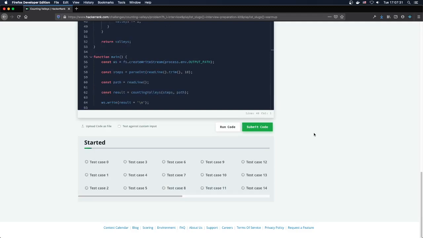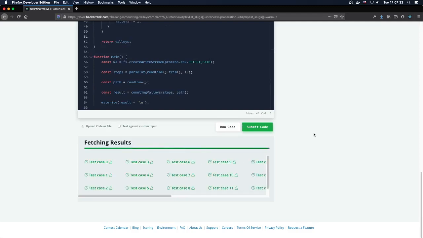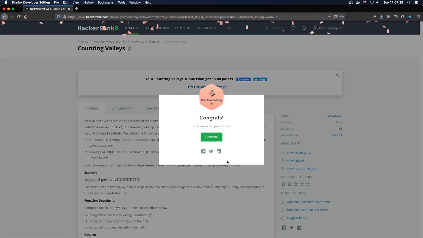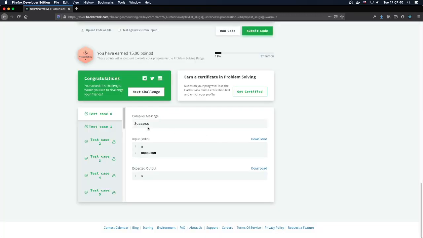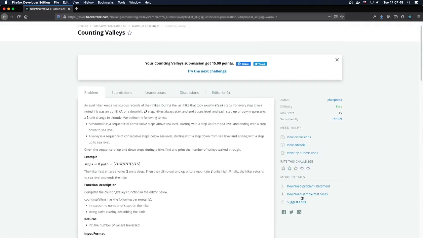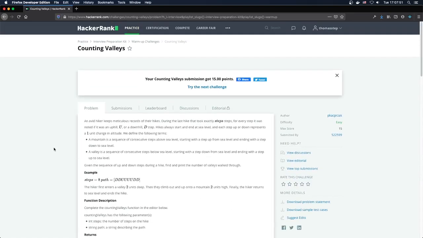Okay, that gives us the correct outputs. Cool. Here we go. I earned my first star. Thank you. 15 points. Alright. Well, there's coding and debugging and finishing the Counting Valleys challenge on HackerRank. Thanks.